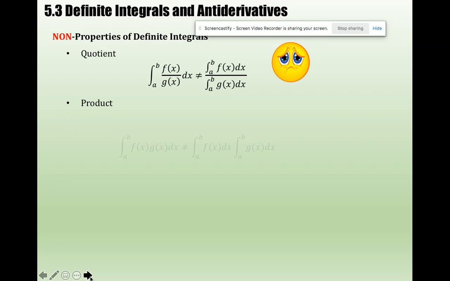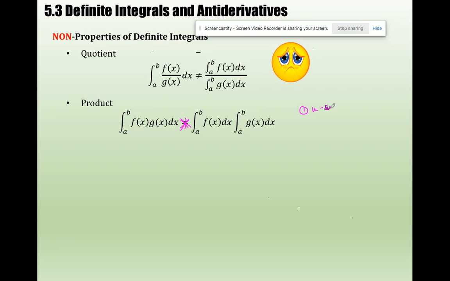There is also no product rule. It is not true that the integral of a product can just be broken up into separate integrals. This is not true. When I have a product, I will teach you sometimes you can do the same thing with U substitution. I will also teach you later an integration technique called integration by parts.